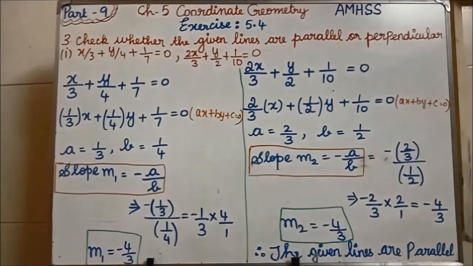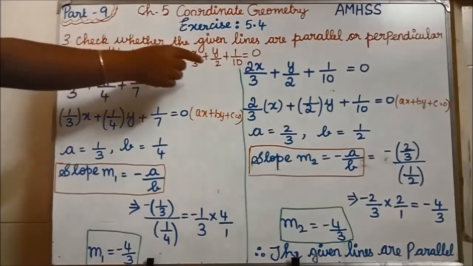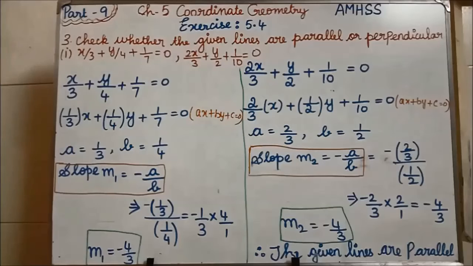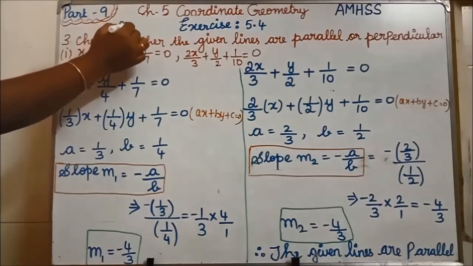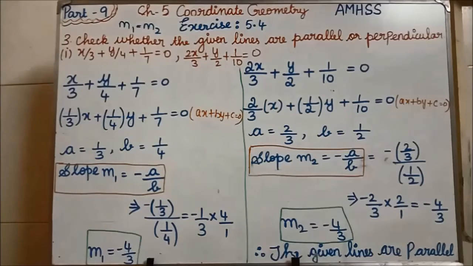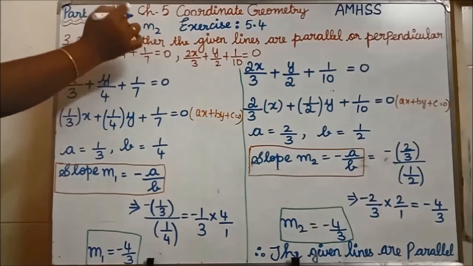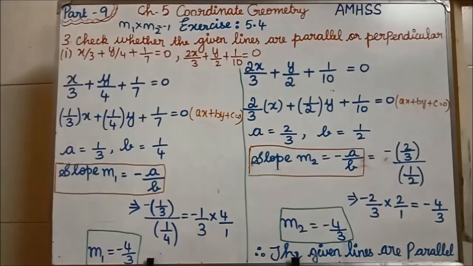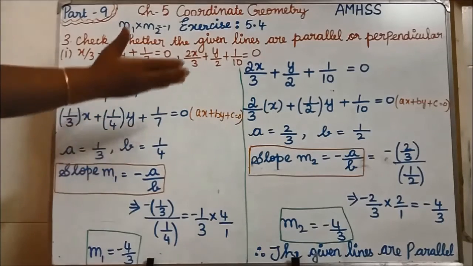Check whether the given lines are parallel or perpendicular. See what they were asking to check. They are given two equations and they were asking to check whether these two lines are parallel or perpendicular. We have to find that. Clear? Parallel means how will it be parallel? When slope m1 is equal to m2, it is parallel, isn't it? Perpendicular means what? m1 into m2 is equal to minus 1. That is perpendicular.